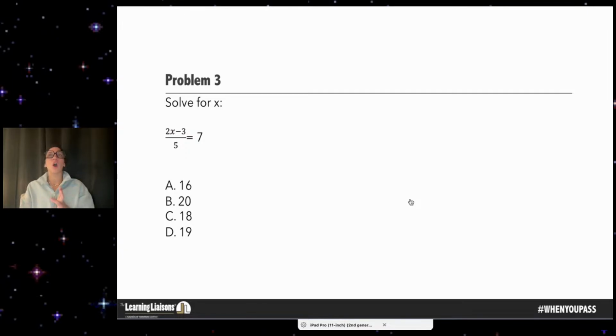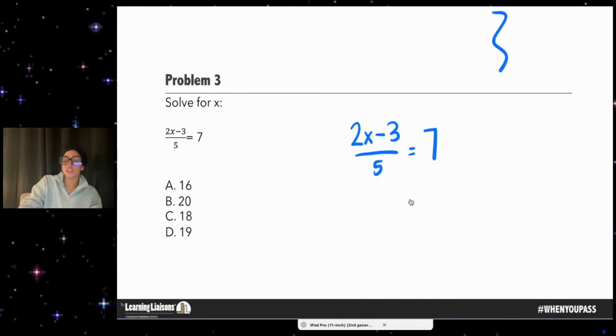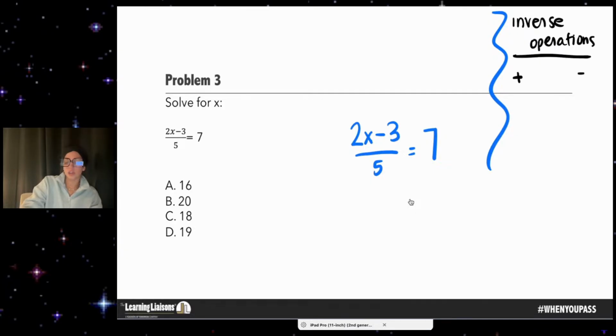It doesn't really require a whole lot of pedagogical thinking or error analysis, but we do have to know how to solve a problem like this if we're going to do it. So 2x minus 3 divided by 5 equals 7. How do I solve this? By using inverse operations. The inverse operation for addition is subtraction. The inverse operation for multiplication is division. The inverse operation for a square root is a square.